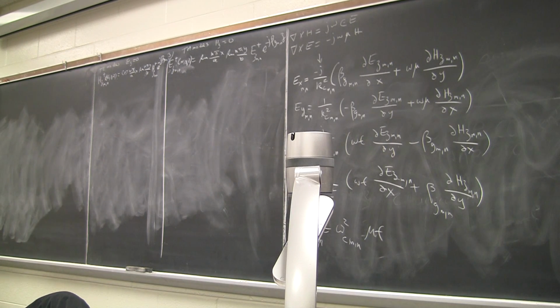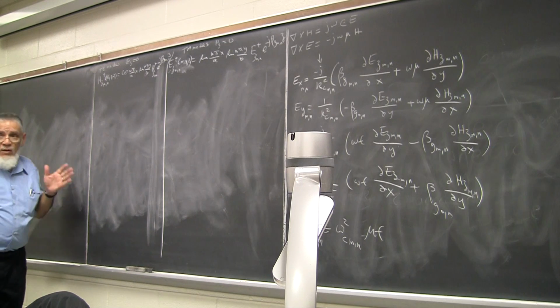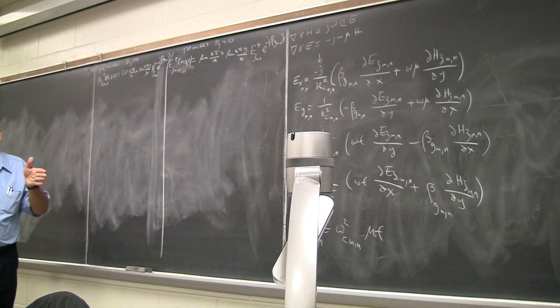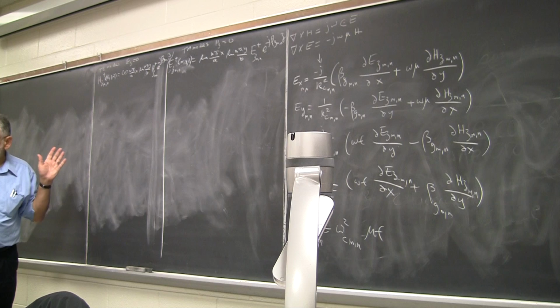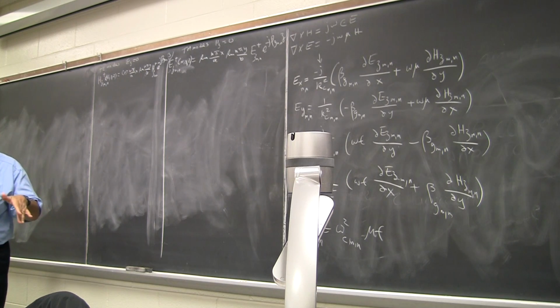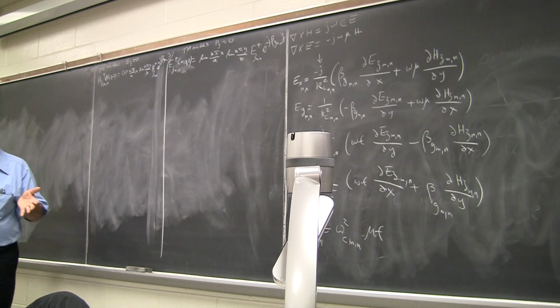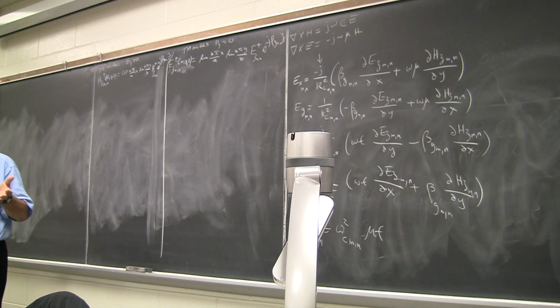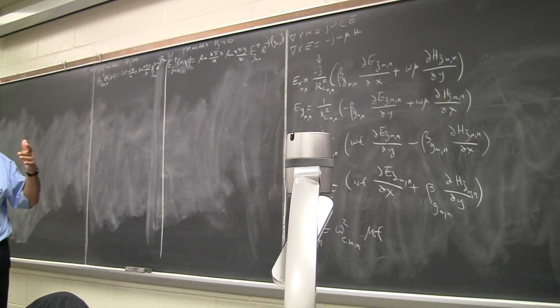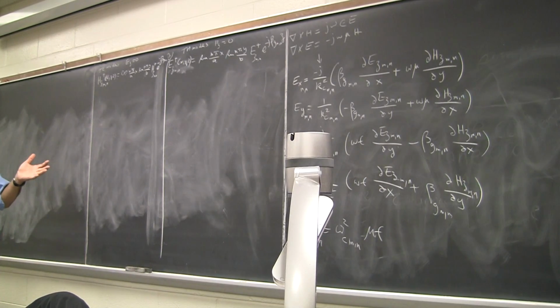of M and N. For each combination of M and N, you have a critical frequency below which you have cutoff. Above that frequency, you have propagation. So we are now continuing our discussion of the propagation region, the region for which the frequency exceeds the cutoff frequency. For any given M and N, you will have this kind of situation.